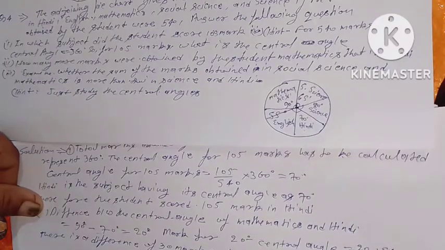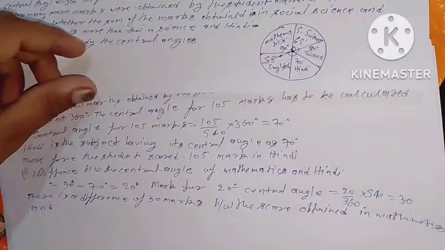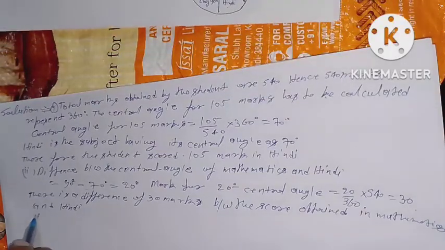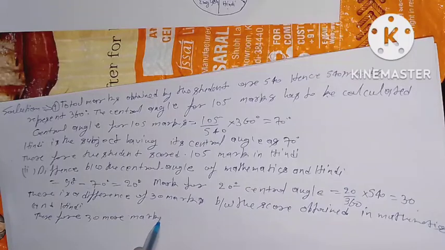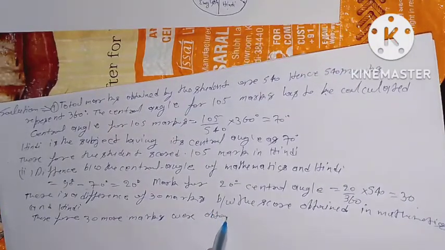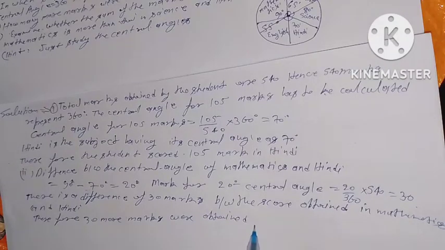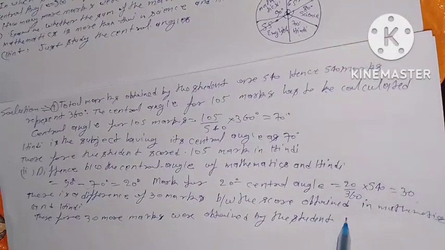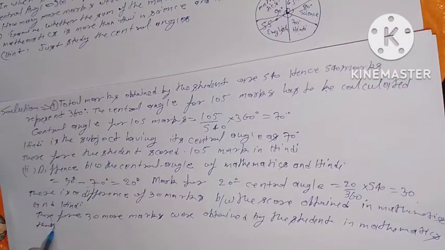There is a difference of 30 marks between the score obtained in mathematics and Hindi. Okay. Therefore, 30 more marks were obtained by the student in mathematics than in Hindi.